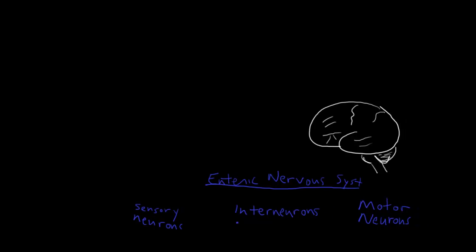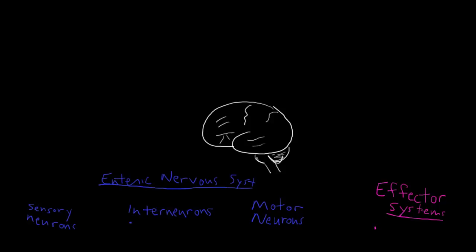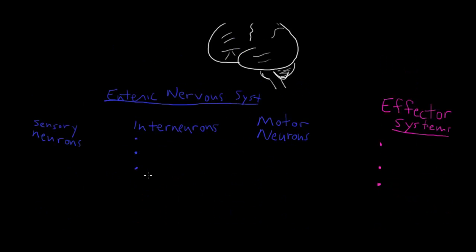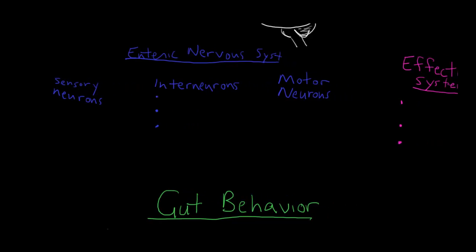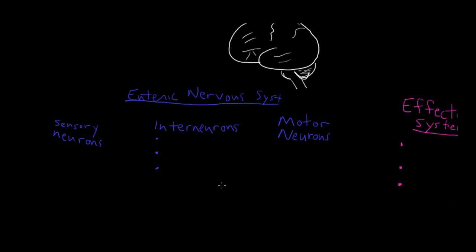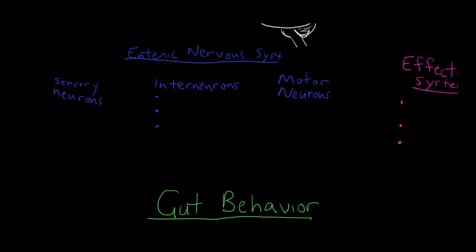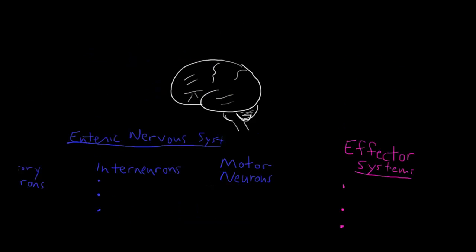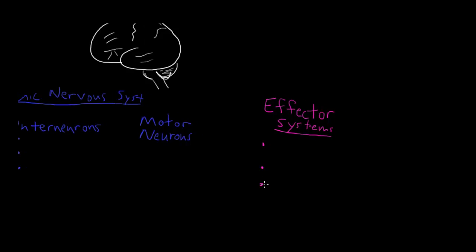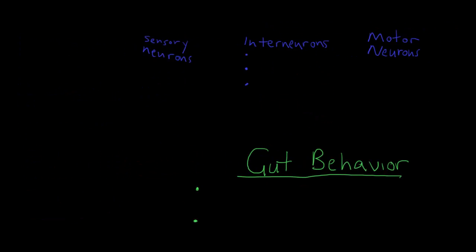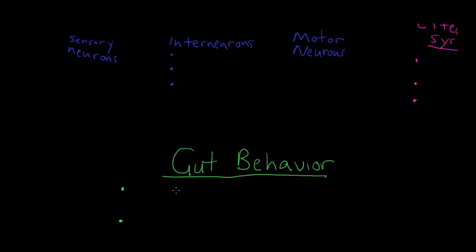So we're gonna wrap up our introduction to the enteric nervous system and the gastrointestinal tract. And this is a big overall picture of what's going on in the system. So we see there's the enteric nervous system. We see that there's a brain. And then you see there's effector systems, and that we will see have an effect on gut behavior.